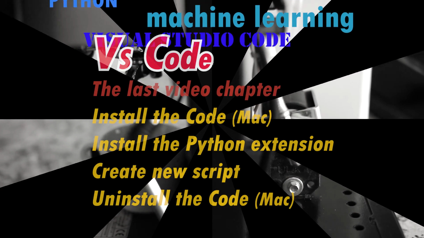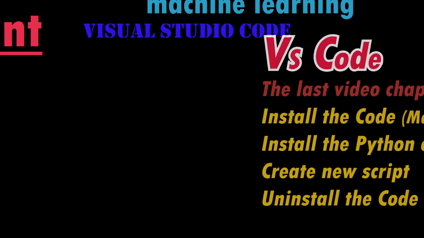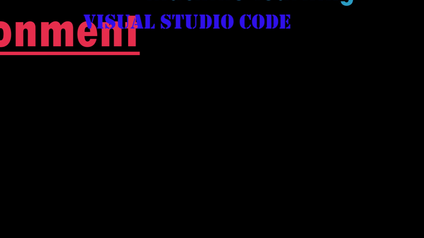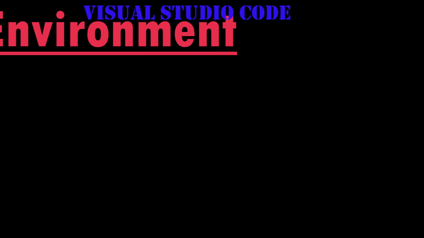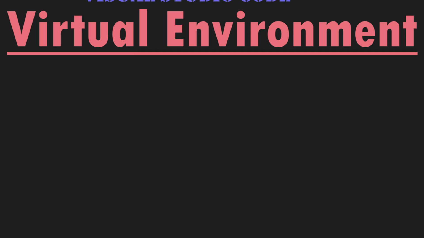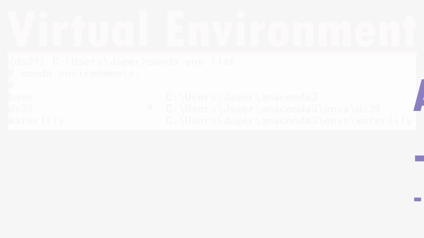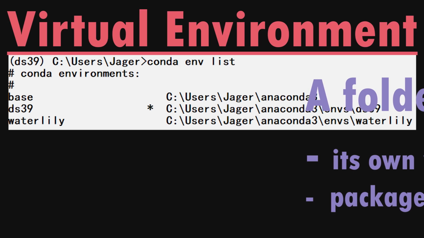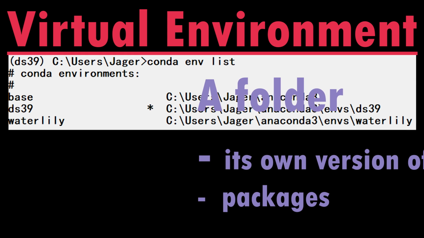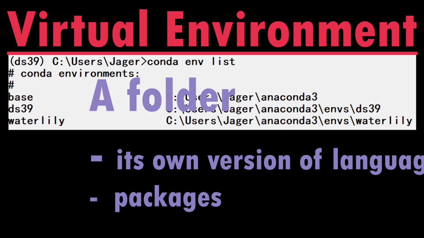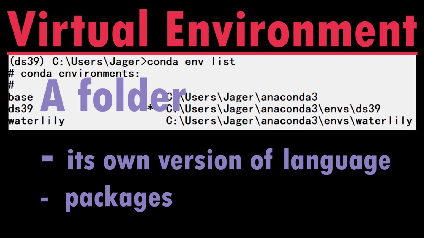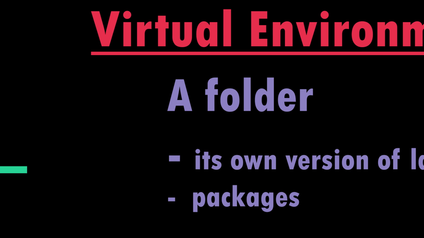There are plenty of ways to work with Python and Python-related tools for machine learning and data science. If you are new to Python or want to try something different, you may consider creating a virtual environment for each of your projects. Each virtual environment is a folder with its own version of the language and installed libraries. It's like you give each project a separate and isolated directory.